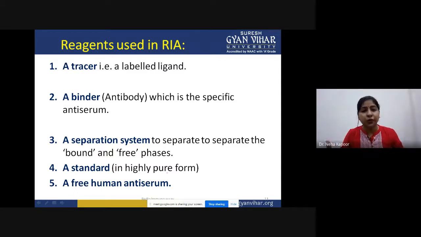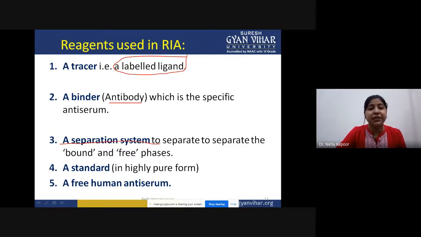Now, if you want to perform this assay, what sort of things do you require? You require a tracer. Tracer means labeled ligand, or you can say a labeled antigen. Next, you need a binder. Binder means an antibody which is specific to that very specific antigen. You need a separation system.